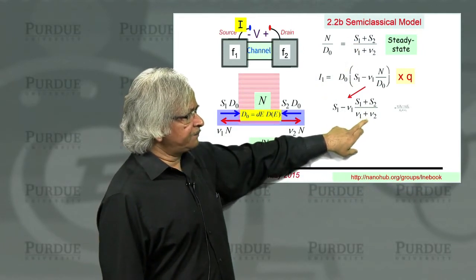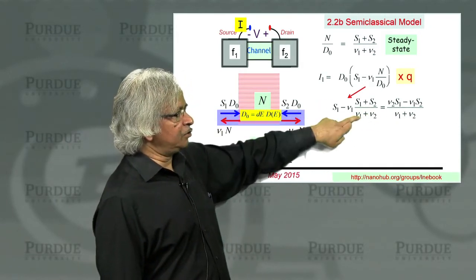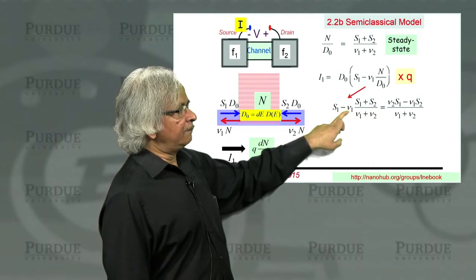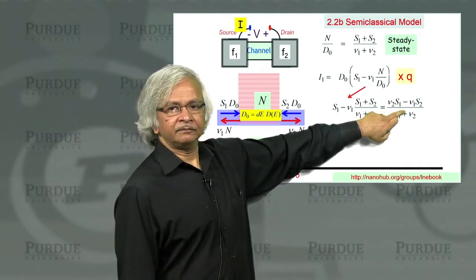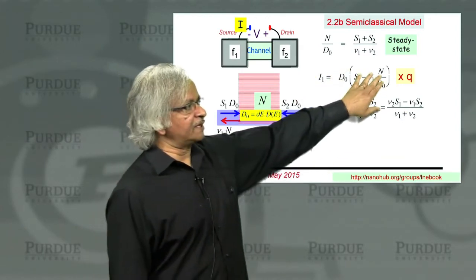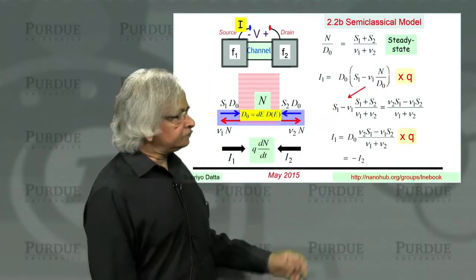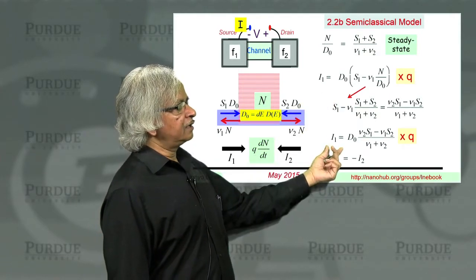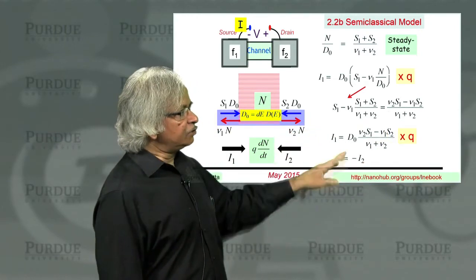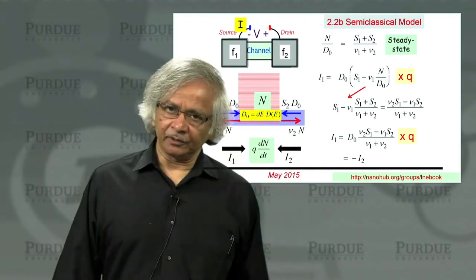Now you can do a little algebra, and you see you have the nu1 plus nu2, but when you bring this over to the numerator, the nu1 S1 will cancel that nu1 S1, and you'll have nu2 S1 minus nu1 S2. That's that quantity. So then you have this expression for I1. And as I said, this is the flow per second. If you want coulombs per second, you multiply by Q. So you can put this together: I1 is equal to D0 times that quantity times Q. And that's equal to minus I2, because at steady state, as we discussed, I1 plus I2 is equal to 0.